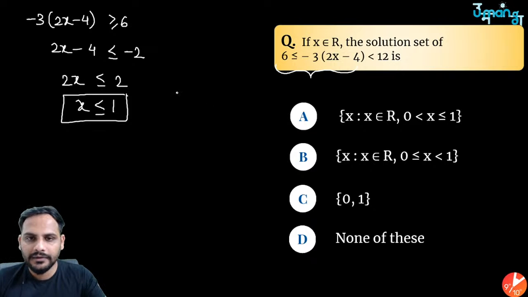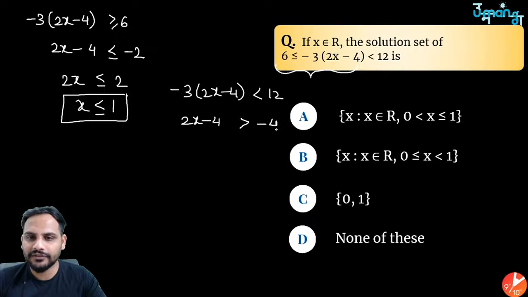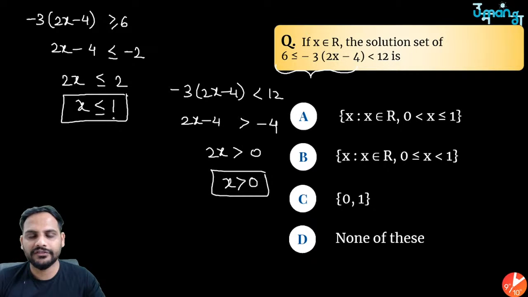The other part, minus 3 times of 2x minus 4 is less than 12. Divide by minus 3, so you'll be getting 2x minus 4. This sign will reverse now. 12 by minus 3 is minus 4. Shift minus 4 over there. So 2x is greater than minus 4 plus 4, which is 0. So x is greater than 0. So x should be greater than 0 but less than or equal to 1.